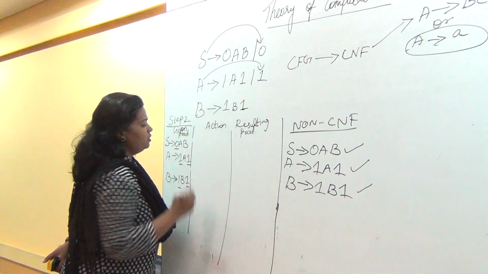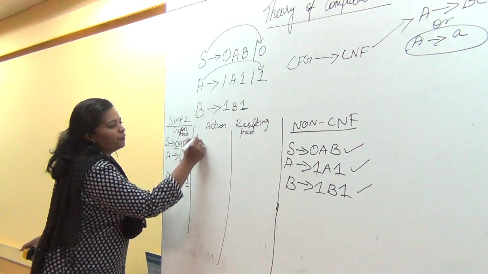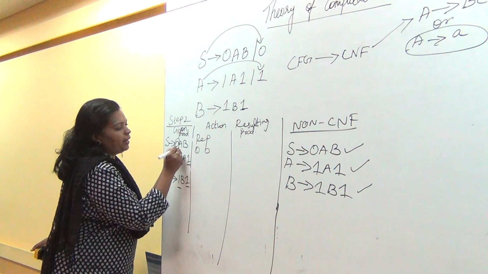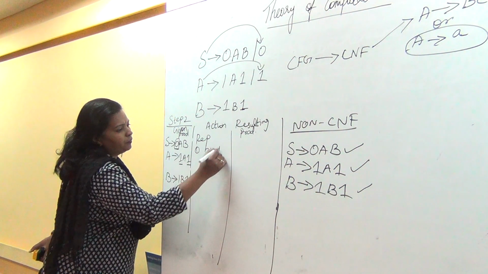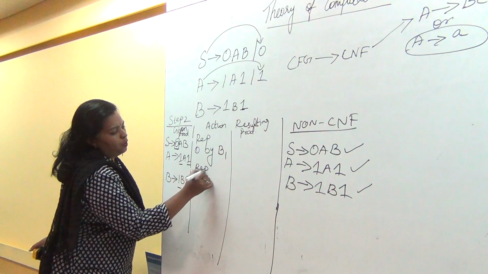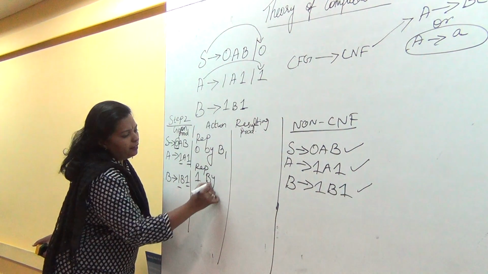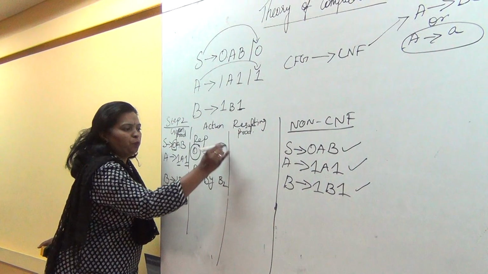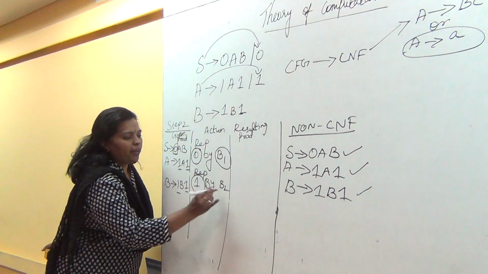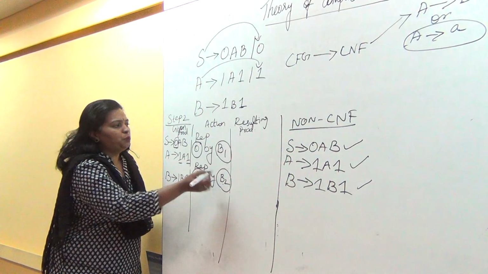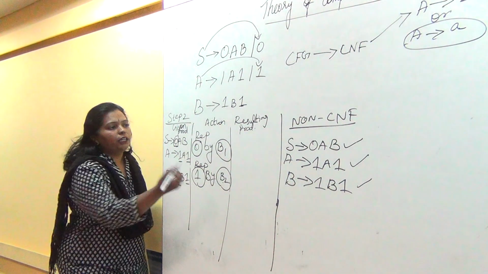Resulting production. So what we are going to do is replace 0 by B1, this is terminal value 0 by B1. Similarly, replace 1 by B2. So we are replacing 0 by B1, replacing 1 by B2. So if we apply this B1 and B2 in the given production, how is the grammar?